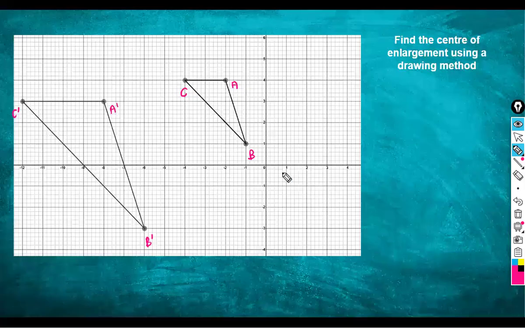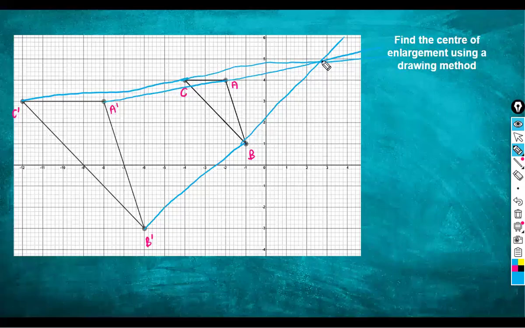All you need to do is connect similar points, like connect A prime to A, and just use a ruler and go to the end of the graph paper. Do the same thing for B: connect it to B prime, and go to the end of the graph paper. Then connect C prime to C, and go to the end of the graph paper. All three lines will meet at a common point. It's like you're tracing it backwards.